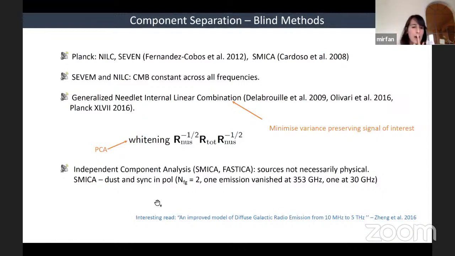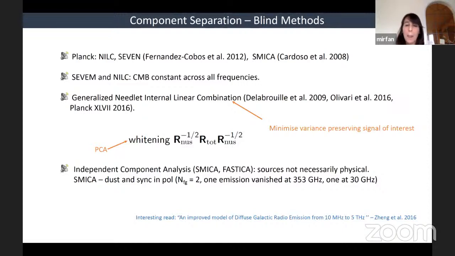Then you also have ICA methods like SMICA and FastICA. The idea is they separate your total observations into things that are independent from each other, things that stand out spectrally. So instead of getting the bulk foregrounds and the cosmology, you'll get several different kinds of foregrounds, but these won't necessarily represent physical foregrounds.